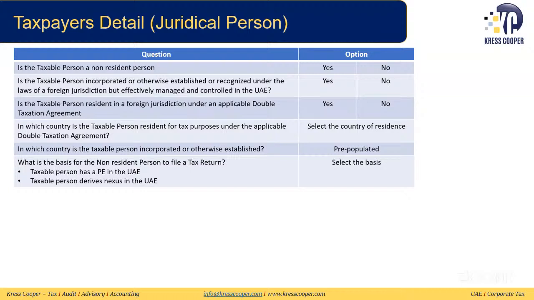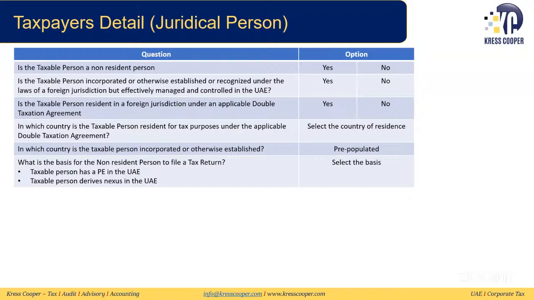Is the taxable person resident in a foreign jurisdiction under the applicable double taxation agreement? Like we discussed, if under that particular double taxation agreement you fall as a taxable person in the foreign jurisdiction, or under the tiebreaker rule you are a resident of that jurisdiction, you have to mark yes. In which country is the taxable person resident for tax purposes under the applicable double taxation agreement? You have to select the country of residence.